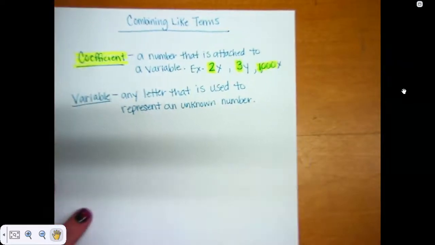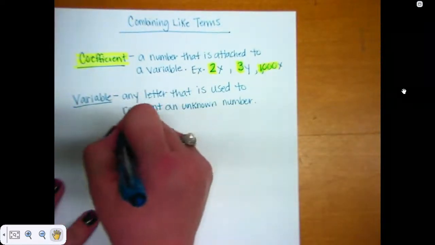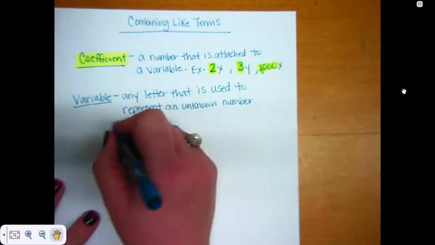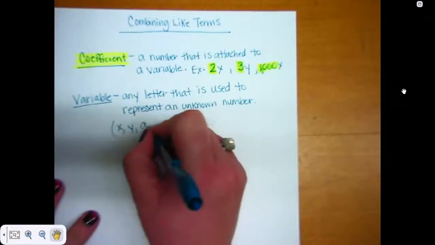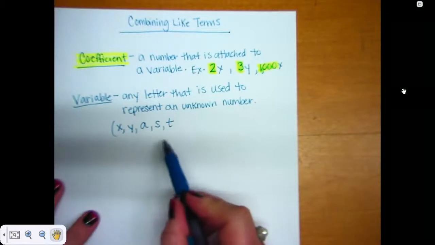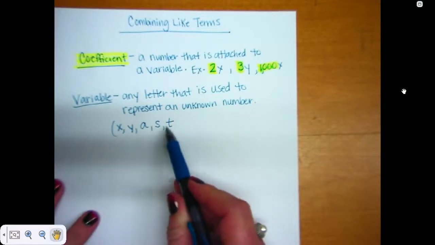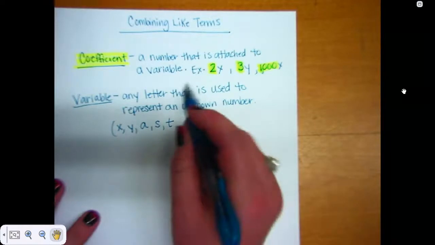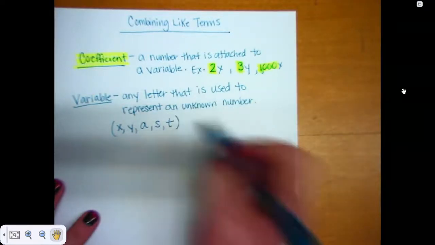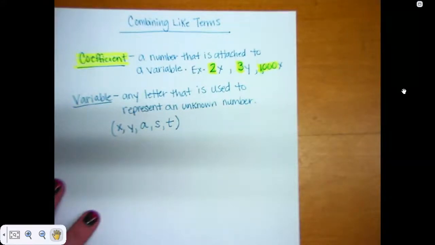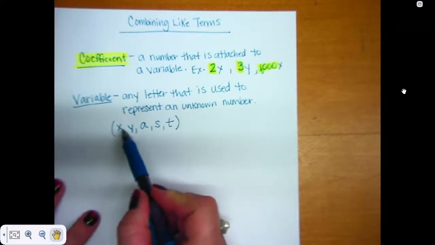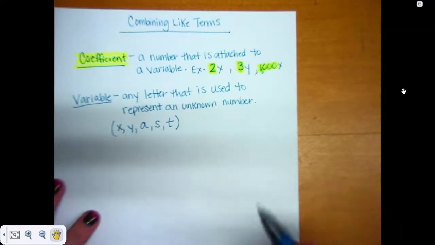Now, a variable is any letter. So a variable could be x, it could be y. Those are the two most common variables. It could be a, it could be s. I've seen t. Usually when it's used as t, it's got a little tail on it so you don't think it's a plus sign. So any letter can be a variable. It doesn't matter what the letter is. But it does matter that you keep them the same. Like if you're going to combine, you need to keep the same variables combined with the same variable.